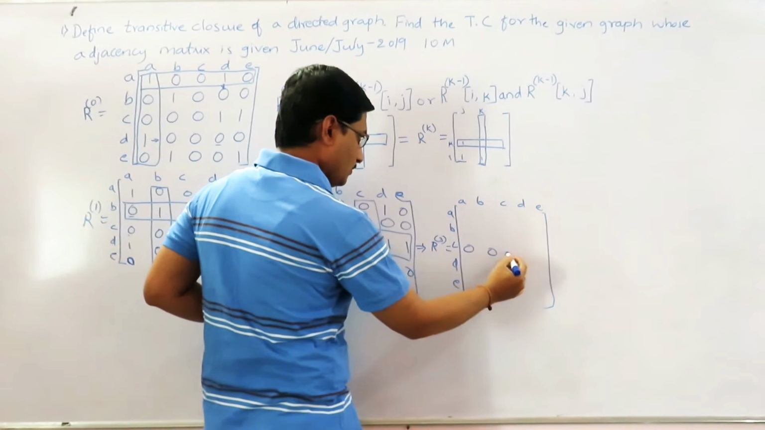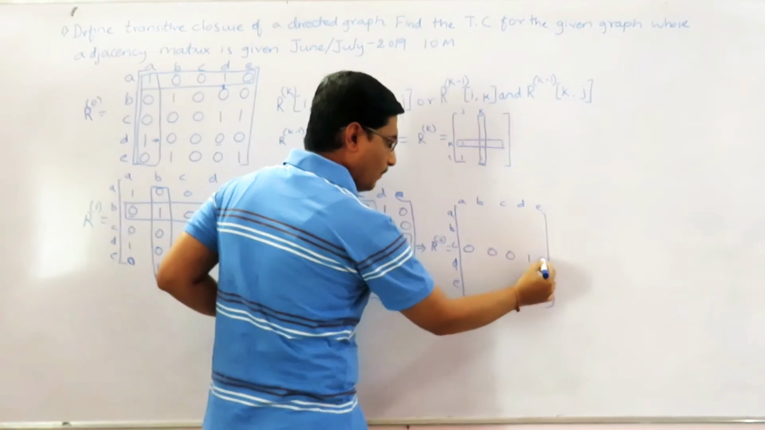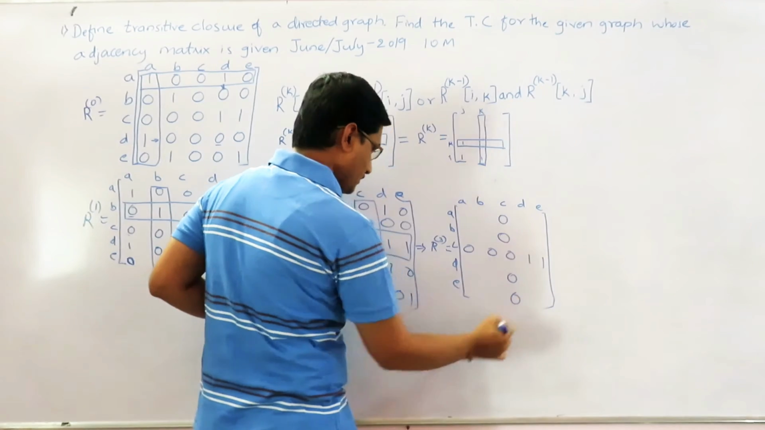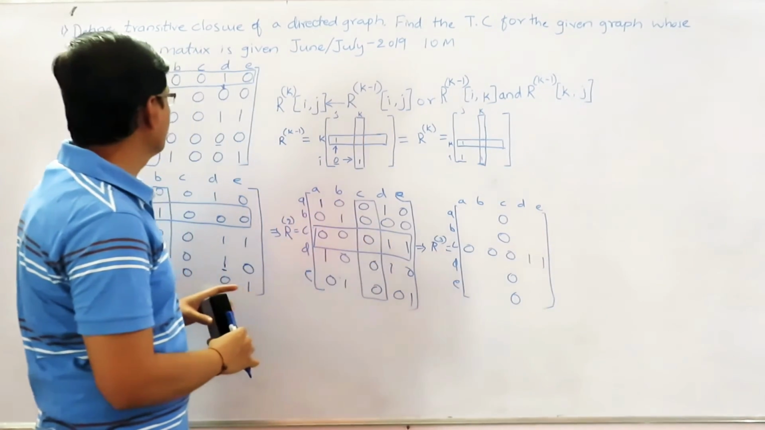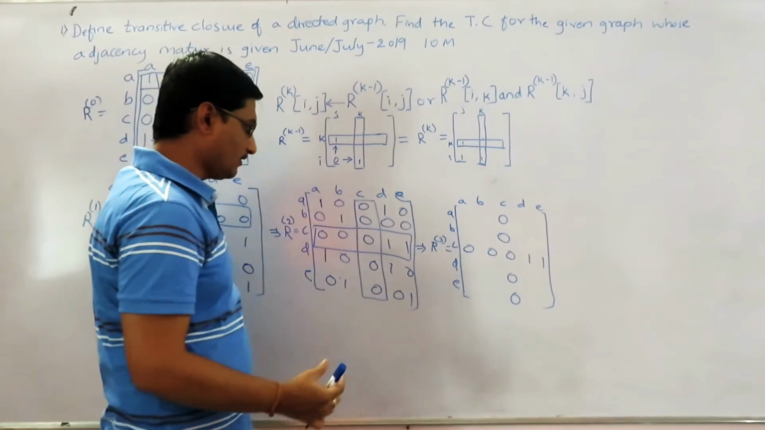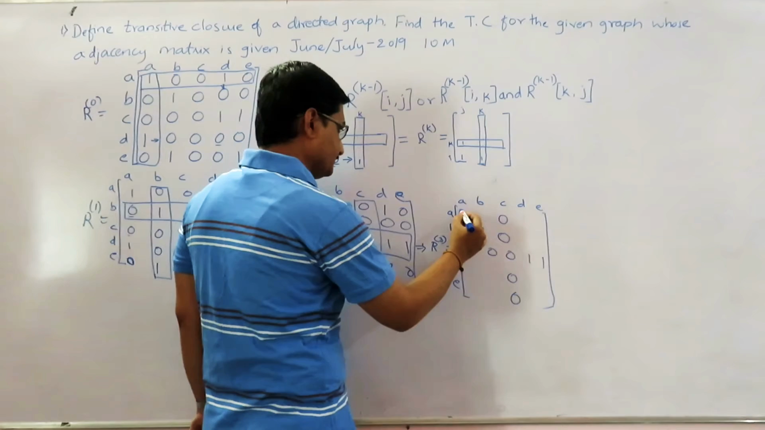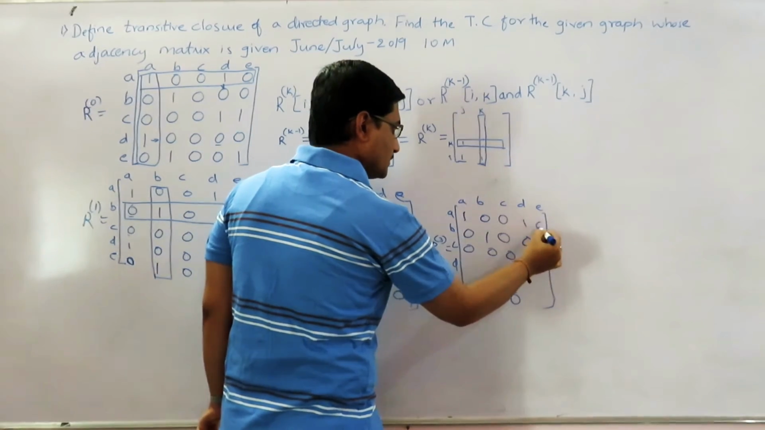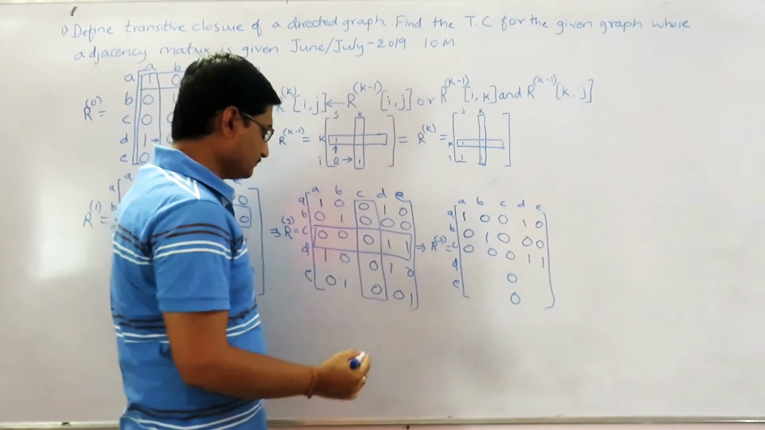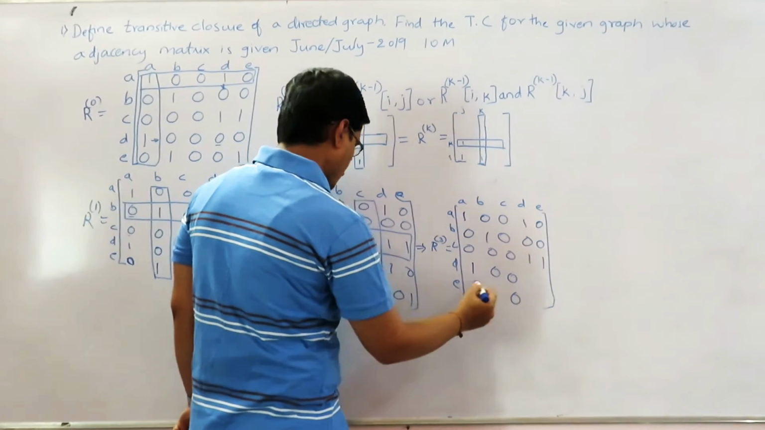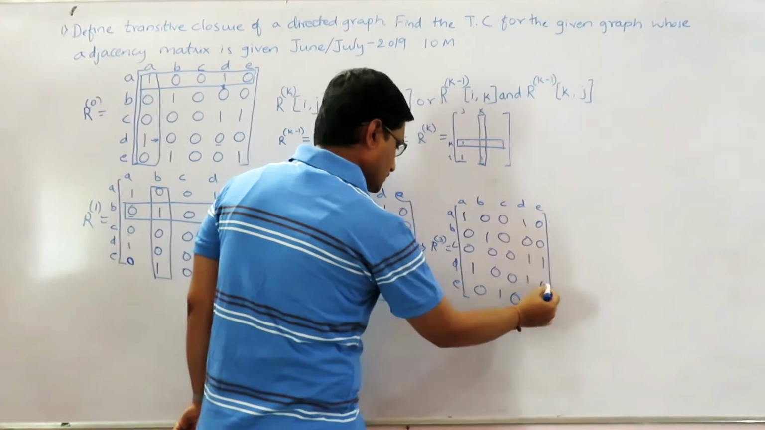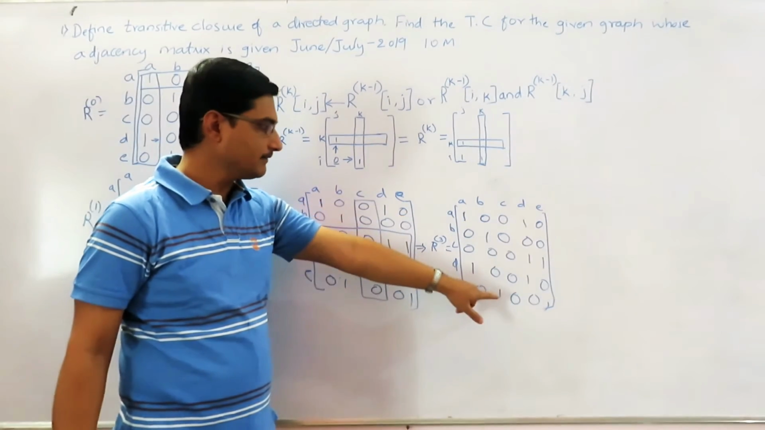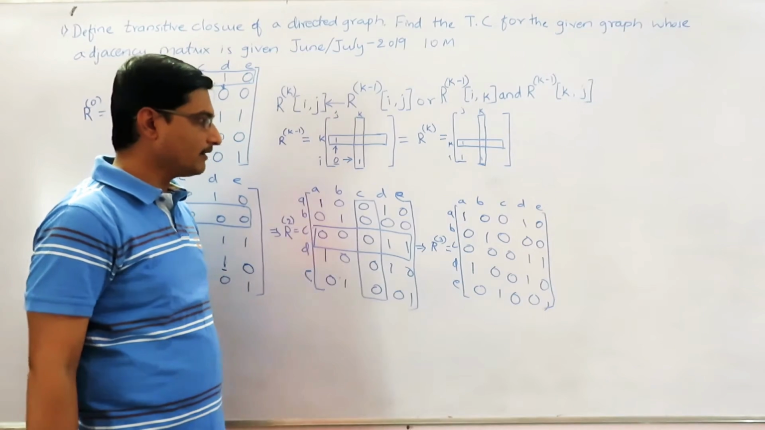0, 0, 0, 1, 1, 0, 0, 0, 0. See, these two are 0 and these two are 0. So definitely there will not be any changes. It will remain as it is. 1, 0, 0, 1, 1, 0, 0, 0, 1, 0, 0, 1, 1, 0, 0, 1. Because this is 0, the whole column itself is 0. So if we consider that, it is not going to affect any other columns.